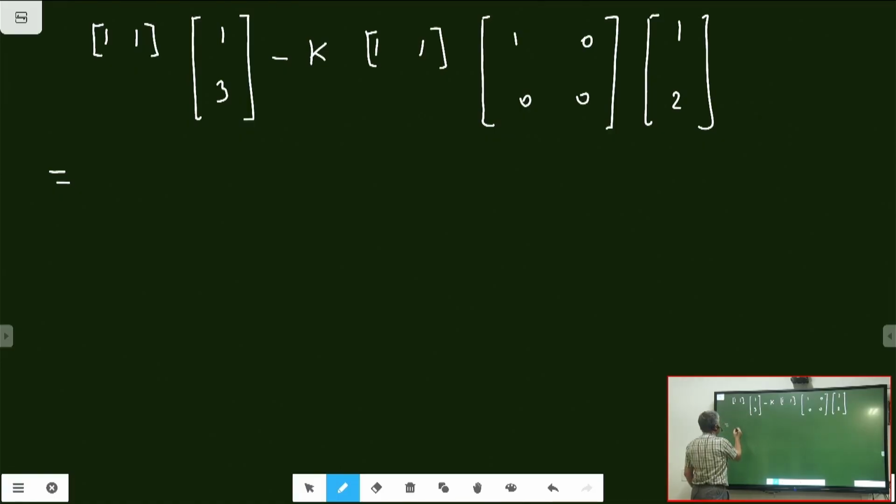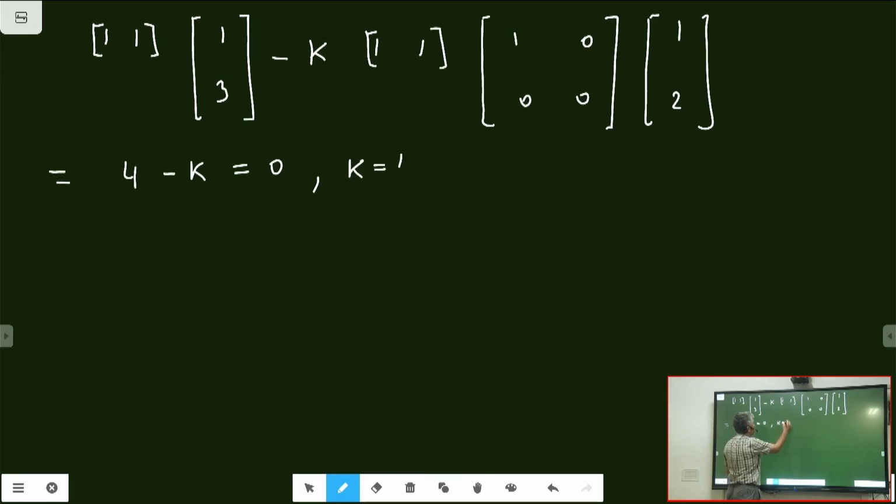So let's do the multiplication. So it is 1 times 1 plus 1 times 3. This is 4. Minus k. So if we take this matrix and multiply by this vector, what will happen? 1 times 1 plus 0 times 2 is 1. And 0 times 1 plus 0 times 2 is 0. So the result of this will be 1, 0. And then we need to multiply it by 1, 1. 1 times 1 plus 1 times 0, what is it? 1. So therefore it is just k. And this is to be equal to 0. What's k?